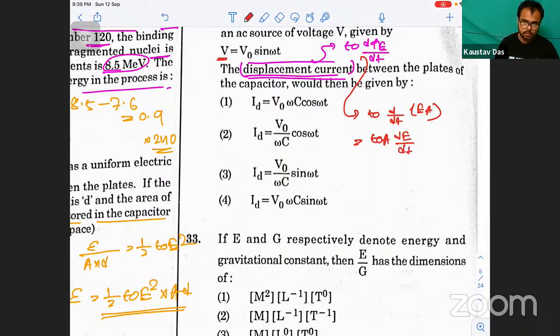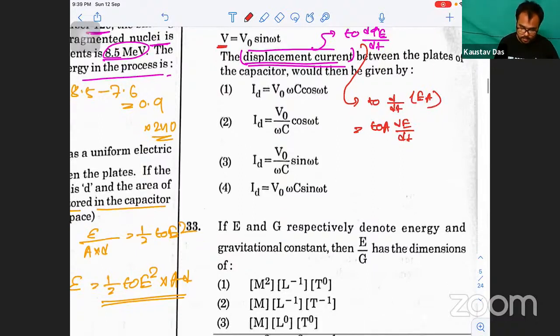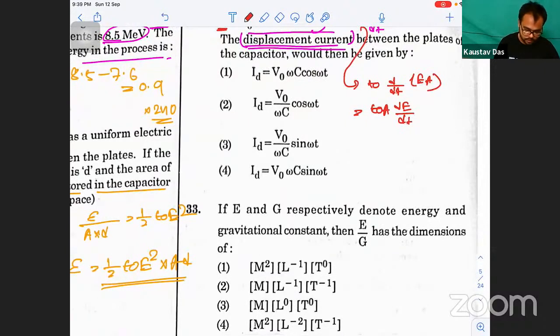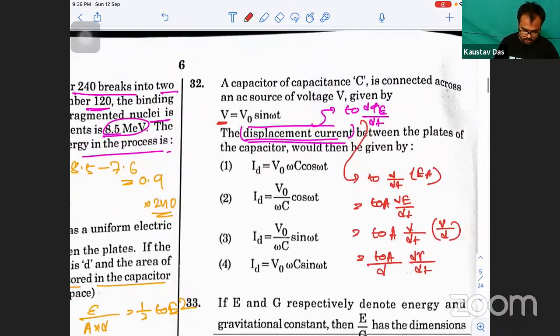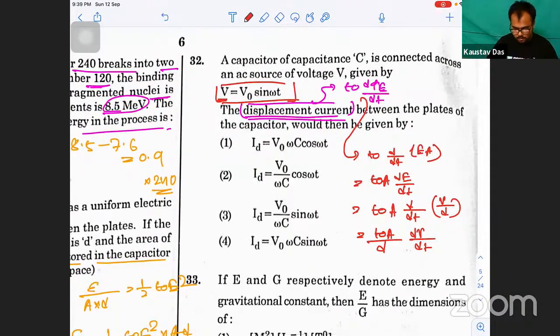But I still cannot find my answer because I have E as a function of time, and I have to express this E in terms of V. So it is epsilon naught A. Again, we have to modify this E as V divided by d. d being constant can be taken out. So epsilon naught A divided by d, and we have dV by dt. Now you can differentiate this expression. We have V as V0 sine omega t. We can now differentiate this expression.